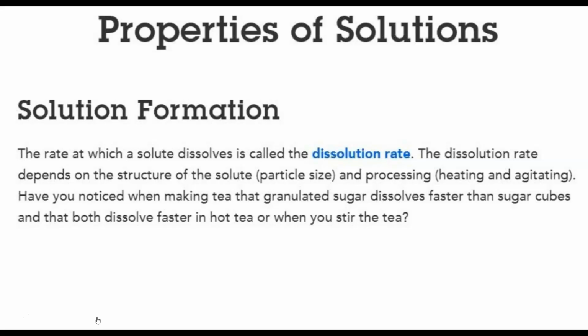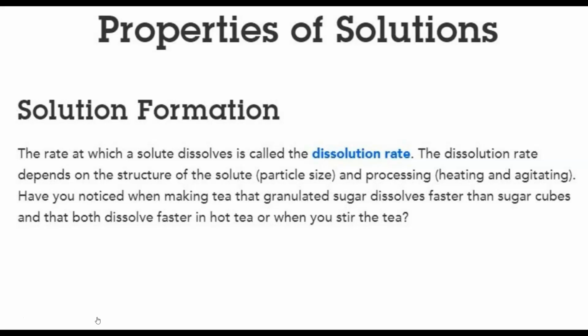I don't know if you guys have ever noticed, but if you're making tea and you have sugar in it, or this goes the same with coffee, if it's granulated, where it's all in little cubes or crushed up, it dissolves much faster than if you put in a 1 centimeter on each side sugar cube. And so they'll dissolve faster if the tea is hot, or if you stir the tea.